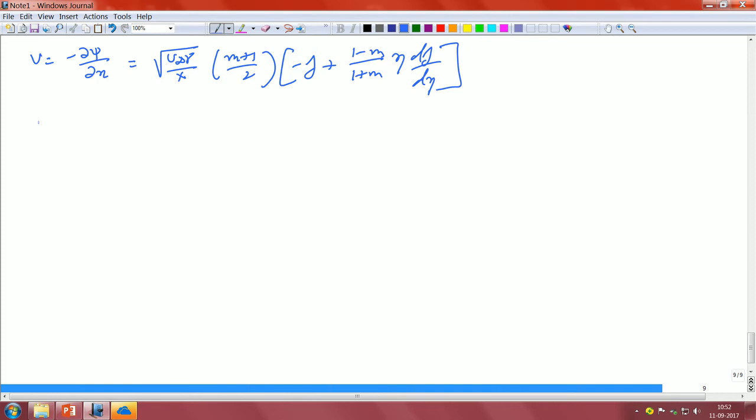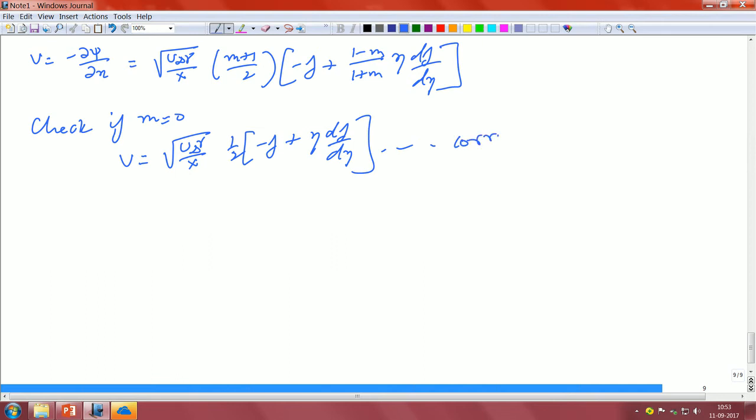Okay. Now, if we do a check, if m equal to 0, which is basically the flat plate boundary layer, your v becomes equal to u infinity into square root of gamma by x into half minus neta df by d neta. So, this is correct, right, this is quite correct. Okay. Now, to go to the momentum equation, we need to find out terms like du dx, du dy, d square u dy square, etc., right. All those things need to be found out.